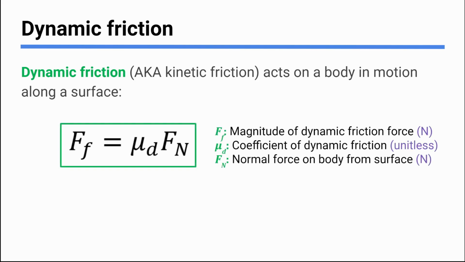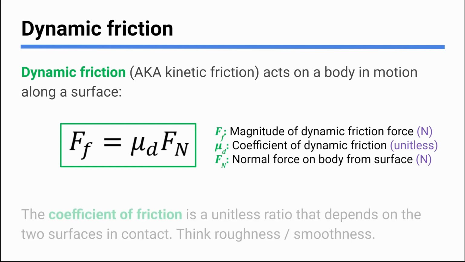The size of the friction force acting on an object when it's moving is this data booklet formula. You've got this little guy, the Greek letter mu with a D subscript, for dynamic. We call this the coefficient of friction, in this case the coefficient of dynamic friction. The friction force is proportional to the normal force, by this ratio scaling factor, this coefficient. The coefficient tells you how much friction force you get for every Newton of normal force.